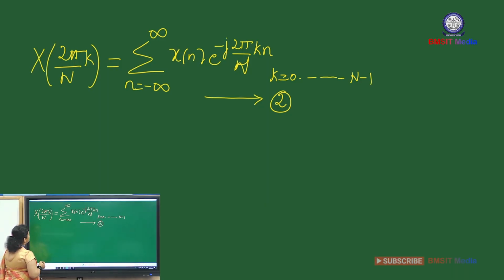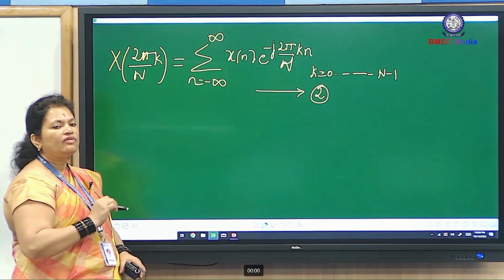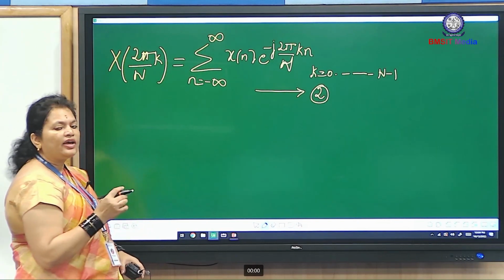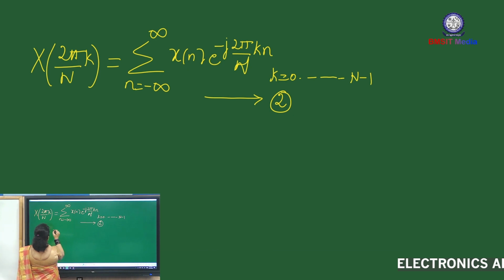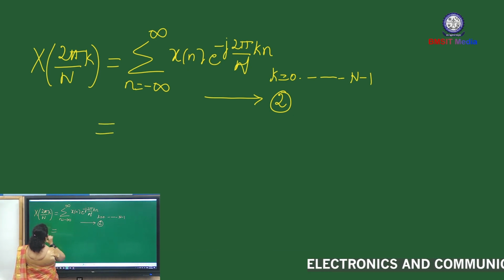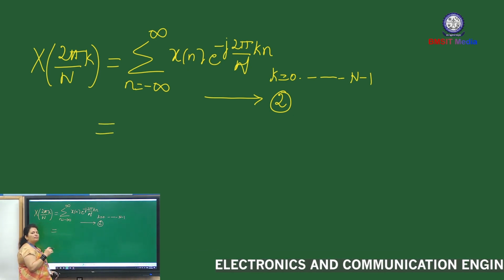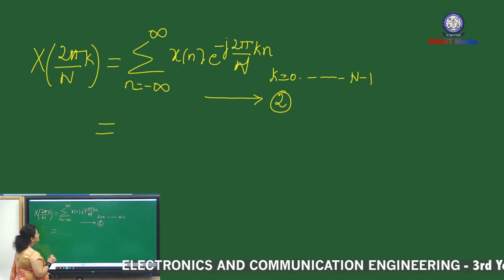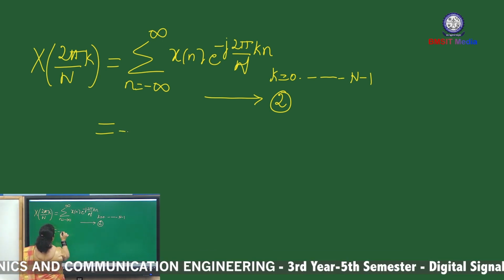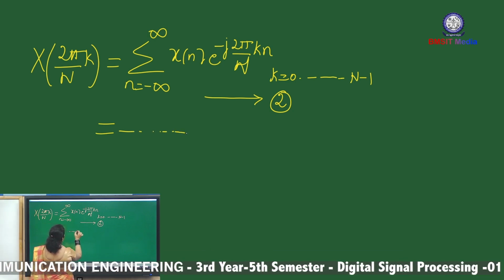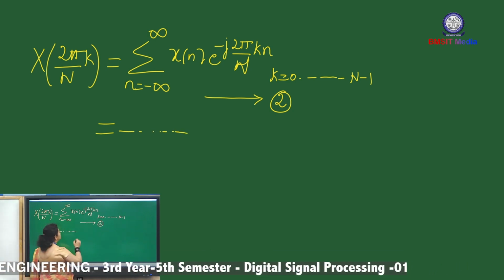Now this expression has n varying from minus infinity to infinity. Let us split this into infinite summation values such that every summation will have N samples. So it's an infinite summation, and I am going to break this into small parts such that every part has N samples. So from the left hand side I am breaking it. I am going to take only a few examples.